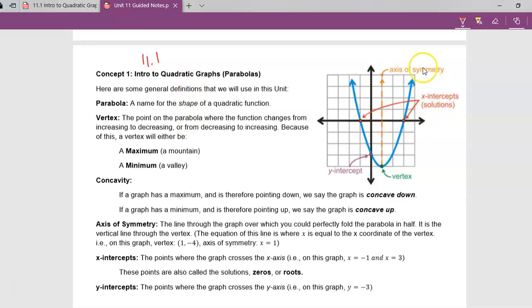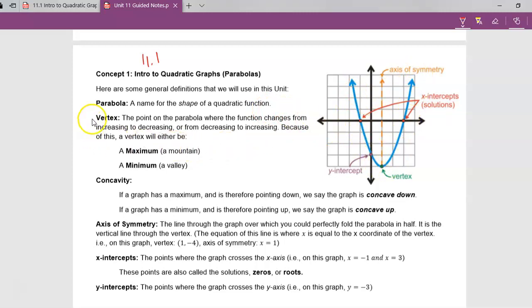So over here we have a picture of a quadratic graph. Remember, quadratic graph means that there's an x squared. It also is in the shape of what's called a parabola. Okay, parabola is just that U shape, which is what it's called. So a parabola is a name of the shape of a quadratic function. Okay, so that's just the name for this.